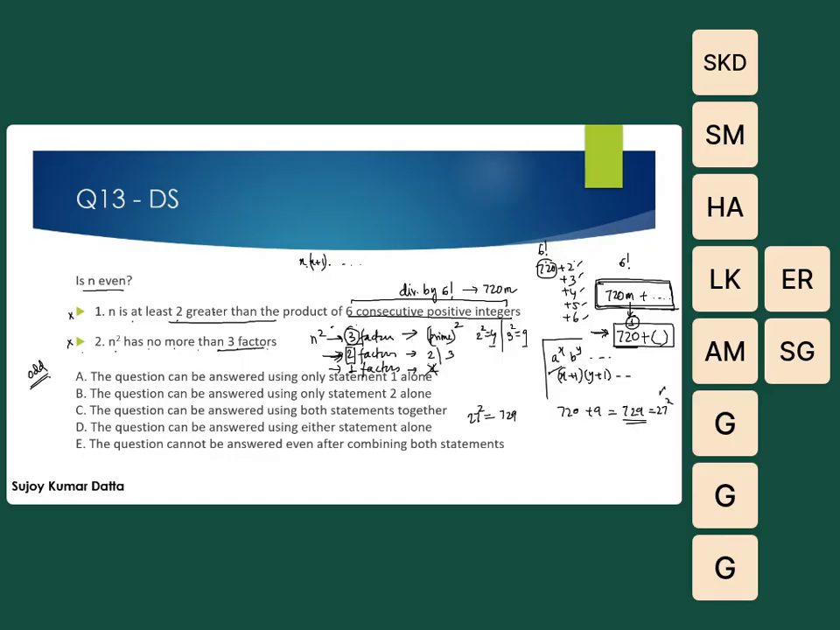So the question is, is n even? We are always getting that n is an odd number, and we get it by combining the 2 statements, and hence the answer should be Option C.